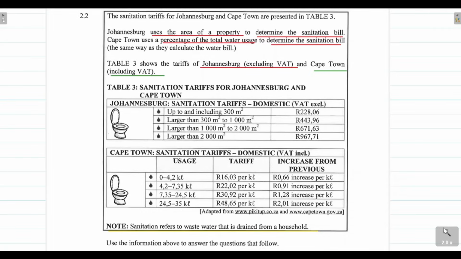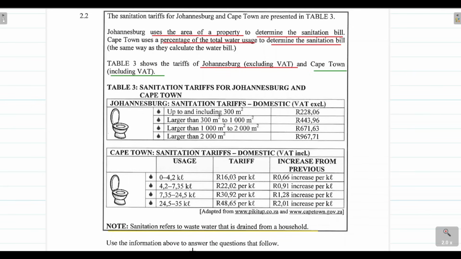So that is basically what we're doing in this case, but it still falls under the umbrella of a water tariff, because they did say that to determine the sanitation bill, it's the same way as you calculate the water bill. So the same way in which you calculate our water tariffs is the same way that we're going to calculate our sanitation bill.